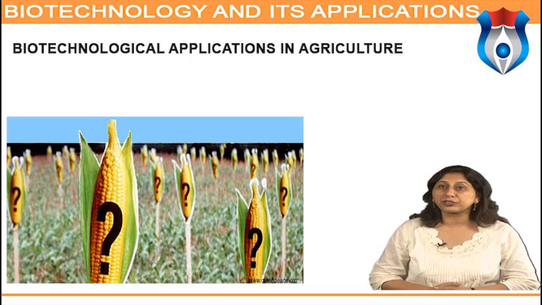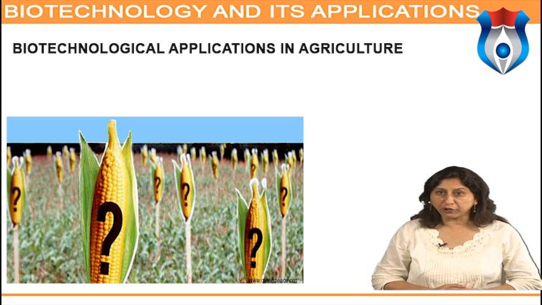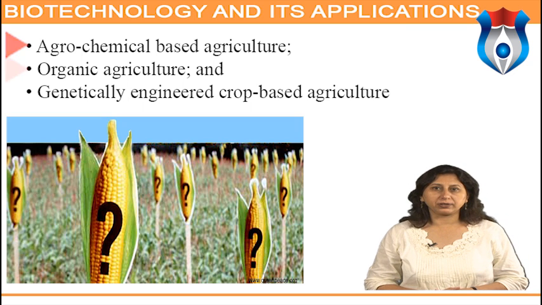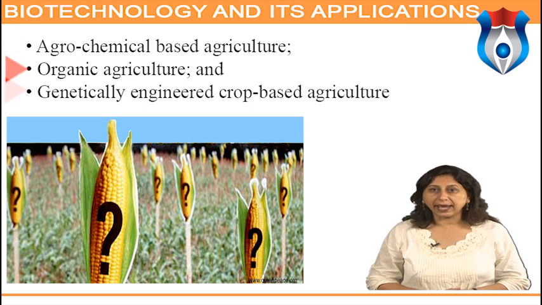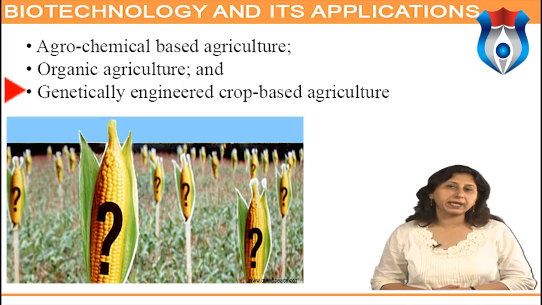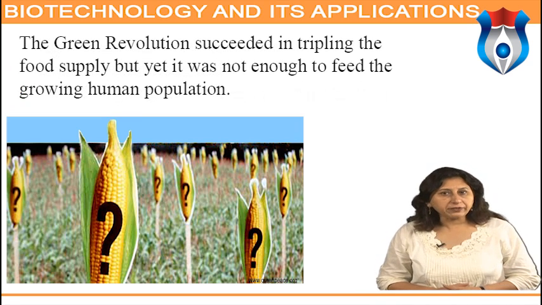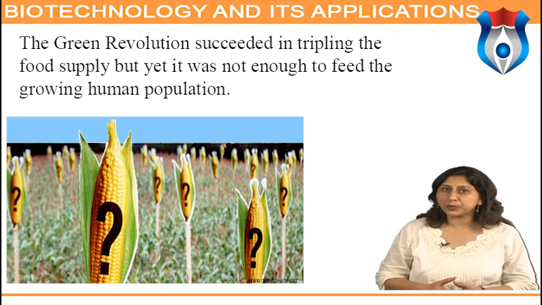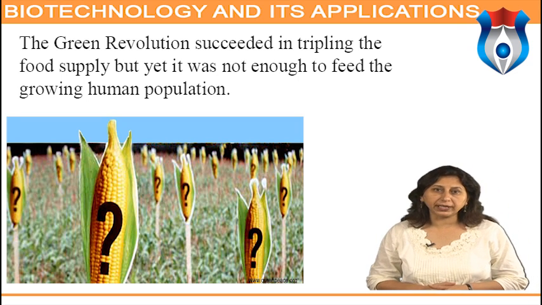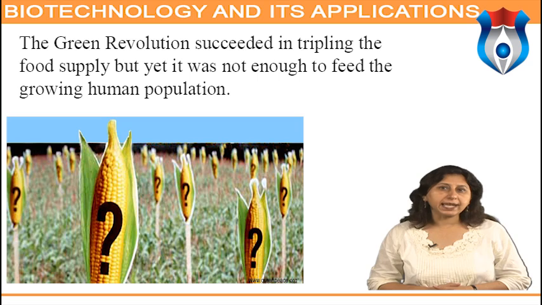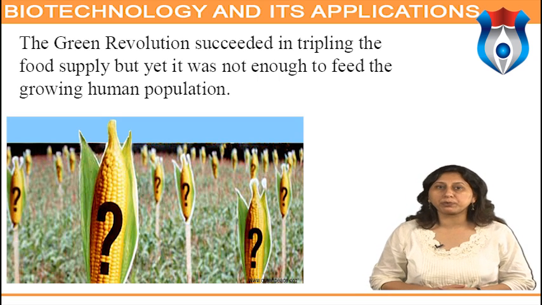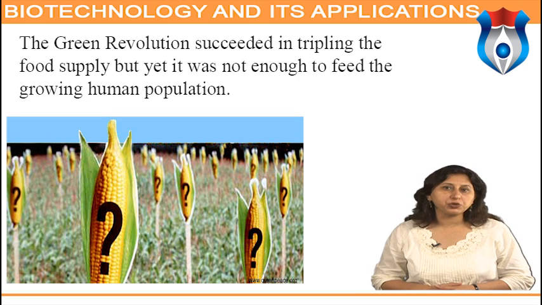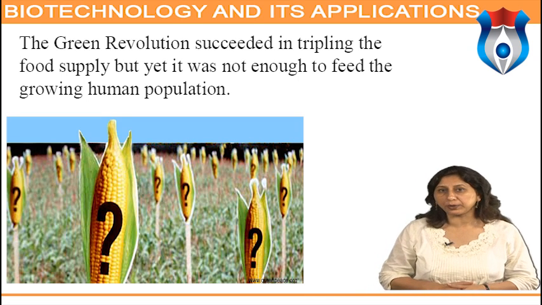Let us take a look at the three options that can be thought of for increasing food production. Agrochemical based agriculture, organic agriculture, and genetically engineered crop based agriculture. The Green Revolution succeeded in tripling the food supply, but yet it was not enough to feed the growing human population. Increased yields have partly been due to the use of improved crop varieties, but mainly due to the use of better management practices and use of agrochemicals.